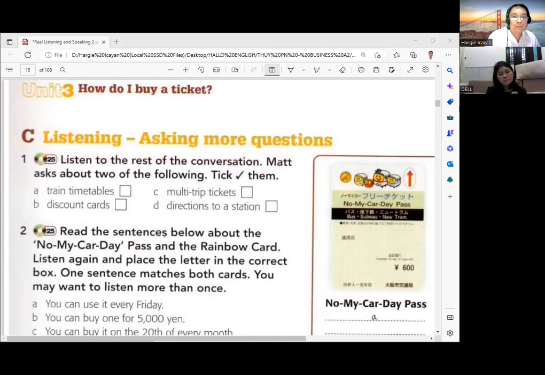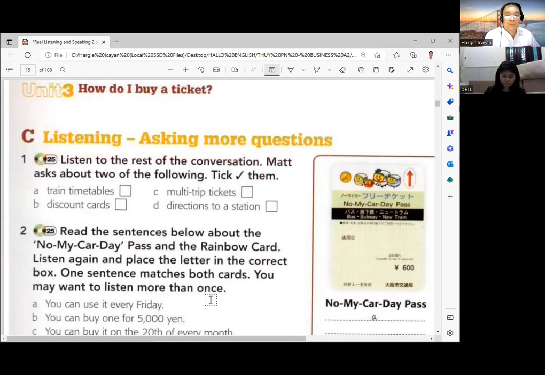What about discount tickets? Is there any way to get a cheaper fare? Well, we've only got one discount ticket. Okay. If you take the train every Friday or the 20th of every month, you can use the No My Car Day discount pass. Okay. So, how does that work? If you buy a No My Car Day discount pass, you can go everywhere on the underground for a whole day, and it costs 250 yen less than a normal day pass. That sounds good. But it's only available every Friday or the 20th of every month. So, you can only get it on those days? Yes.